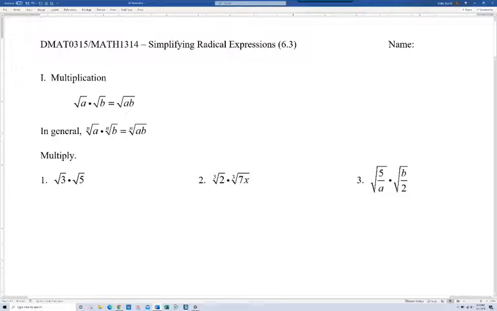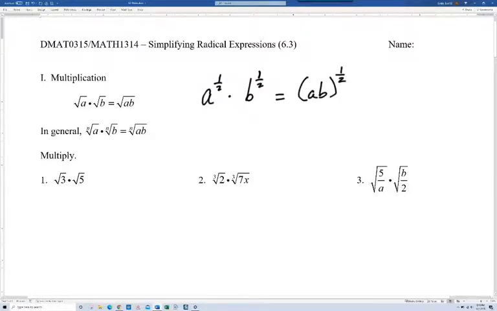So it says here for multiplication, the square root of a times the square root of b is equal to the square root of a times b. Now this really just comes down to a property of exponents. We know the square root of a can be written as a to the 1/2, and the square root of b can be written as b to the 1/2 power. And there's a property of exponents that allows us to do this.